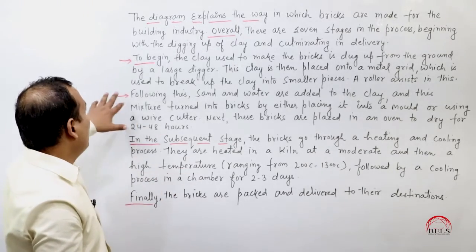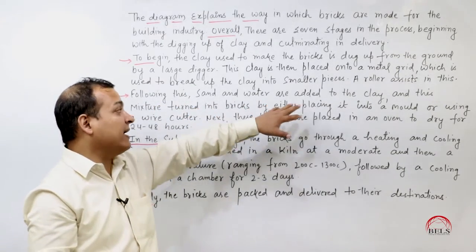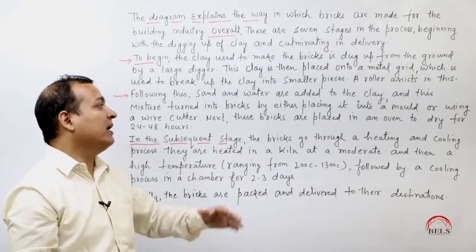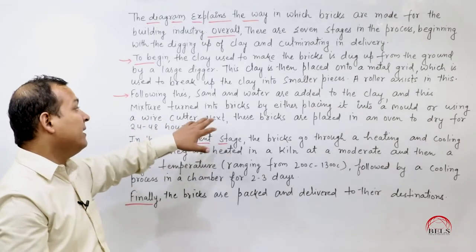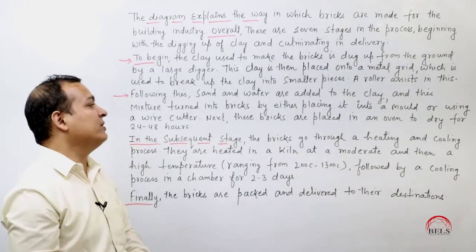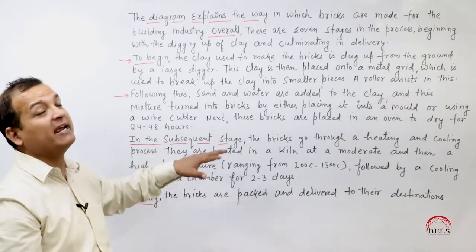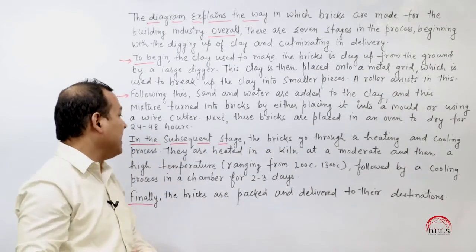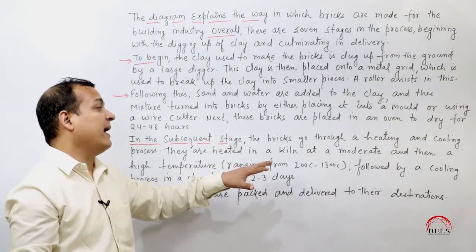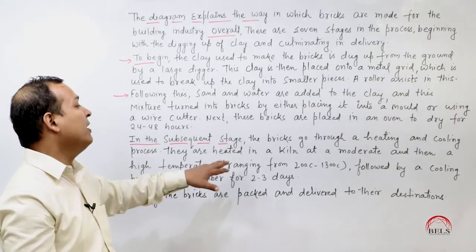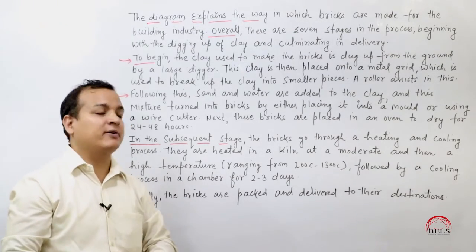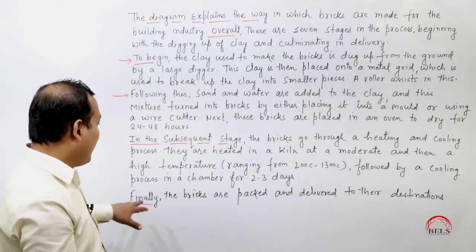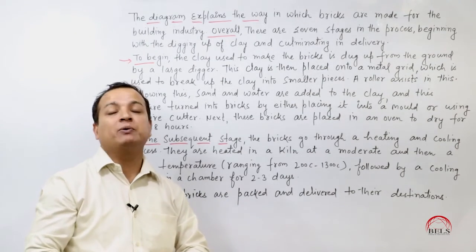Now, following this, sand and water are added to the clay and this mixture is turned into bricks by either placing it into a mold or using a wire cutter. Next, these bricks are placed in an oven to dry for 24 to 48 hours. In the subsequent stage, the bricks go through a heating and cooling process. They are heated in a kiln at a moderate and then high temperature ranging from 200 Celsius to 1300 Celsius, followed by a cooling process in a chamber for 2 to 3 days. Finally, the bricks are packed and delivered to their destinations.